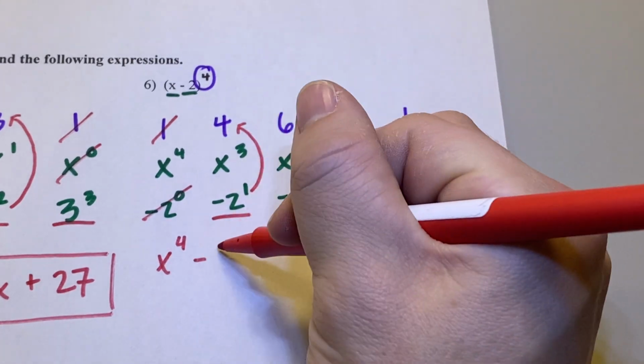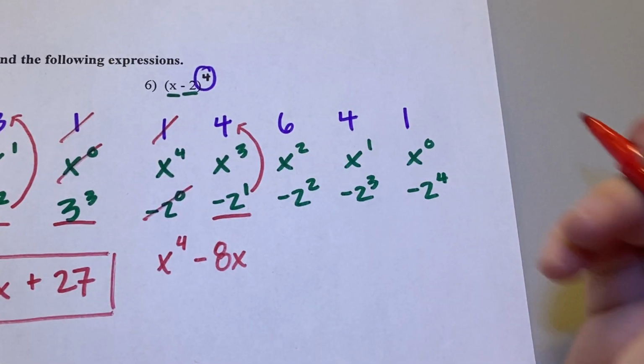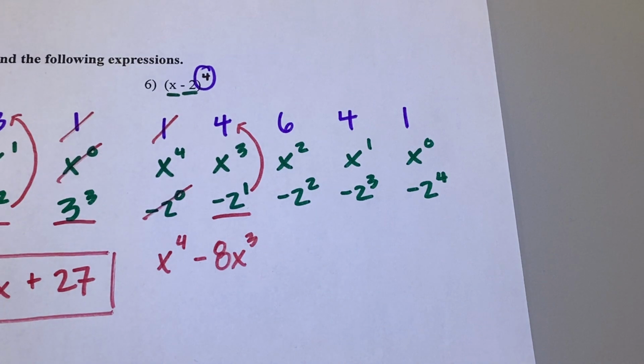Beautiful, Isaac. Beautiful. I have no idea where you got that from. Negative 8x cubed. Totally, we don't know. You have no idea. You're just that smart.